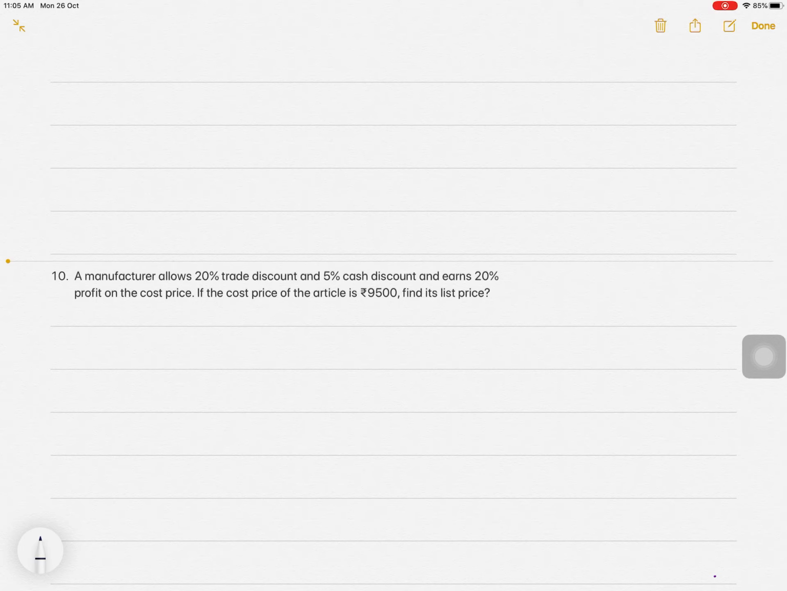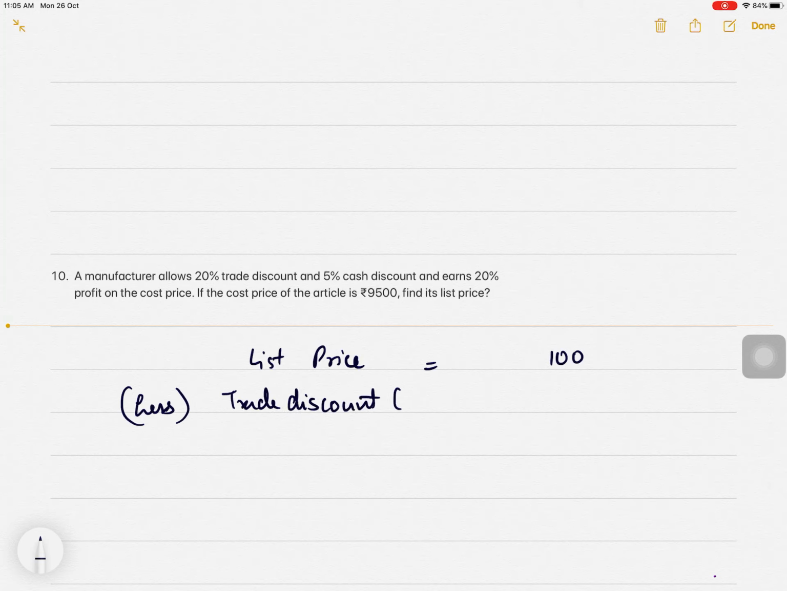So a manufacturer allows 20% trade discount and 5% cash discount and earns 20% profit on the cost price. Fine. So let us assume list price is 100, less trade discount 20%, which comes to 20 rupees. So invoice price is 80.